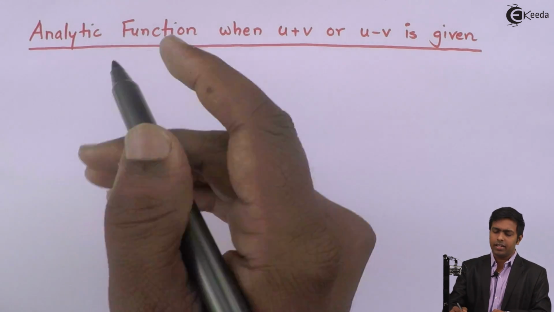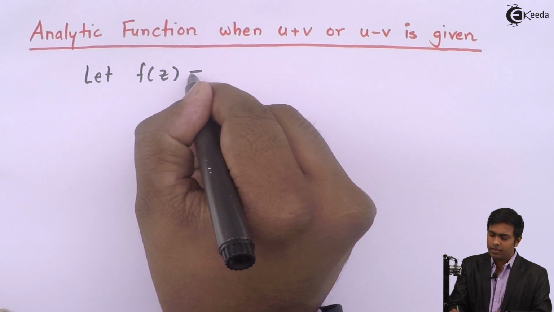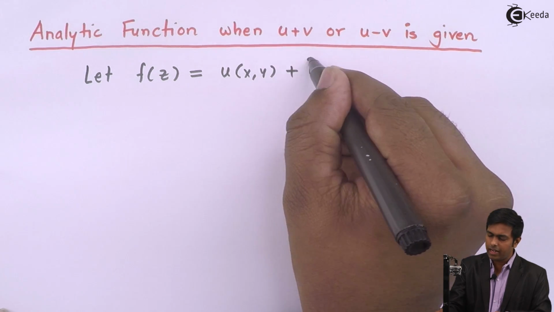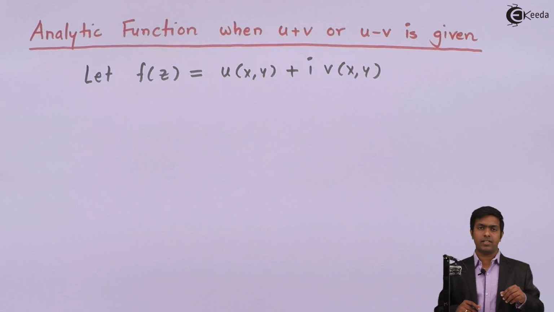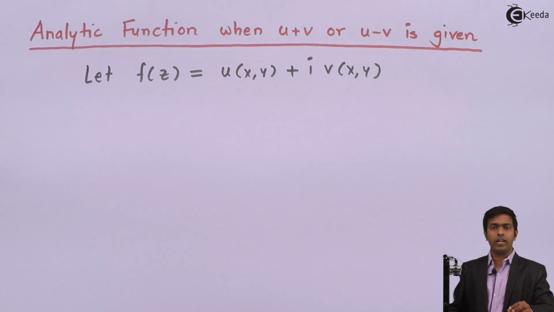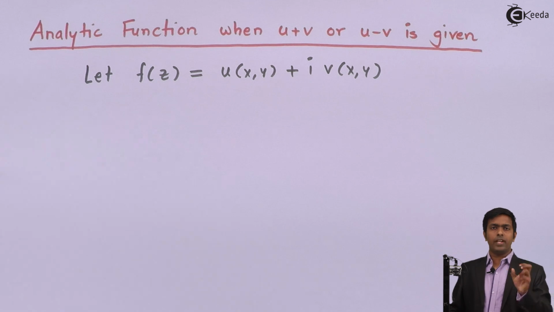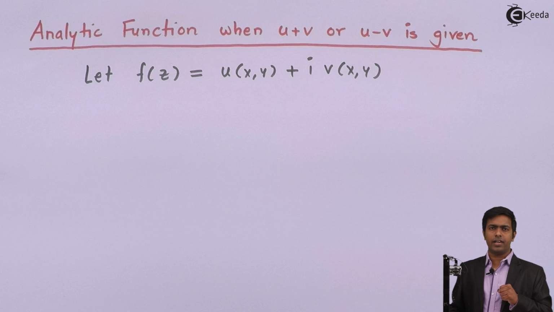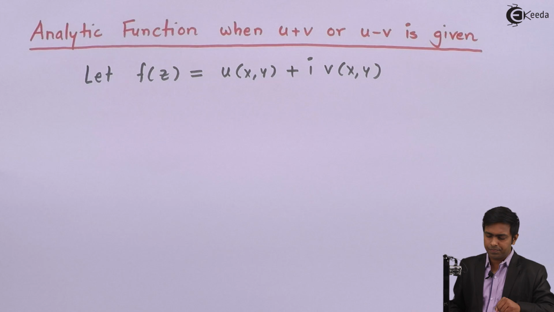So let's consider the analytic function f of z, which is u of x comma y plus i v of x comma y, where u is the real part and v is the imaginary part. Now let's say there are certain cases in numericals where u plus v or u minus v is given to you, that is, a combination of real and imaginary part is given, and we want to get the value of the analytic function. For that we will use one approach.